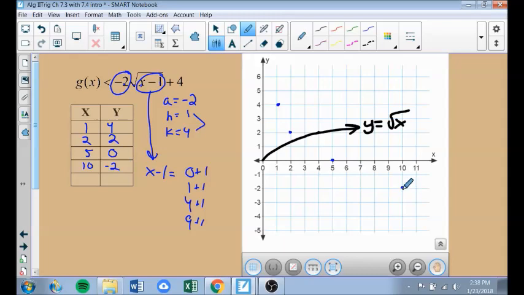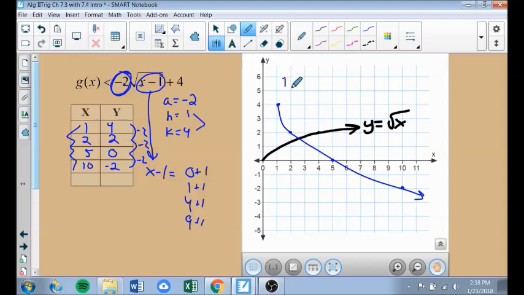Notice how these went down 2, down 2, down 2 each time. Why? Because the a value was -2. If you pick these points smartly, the graph will change by that a value. This graph will look kind of like this.